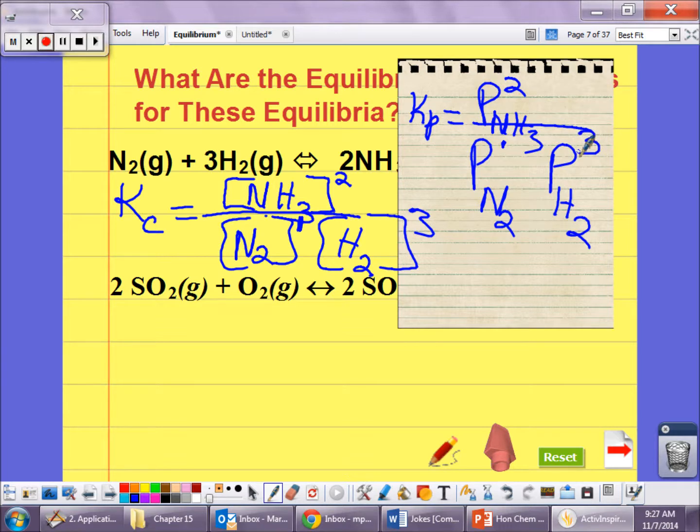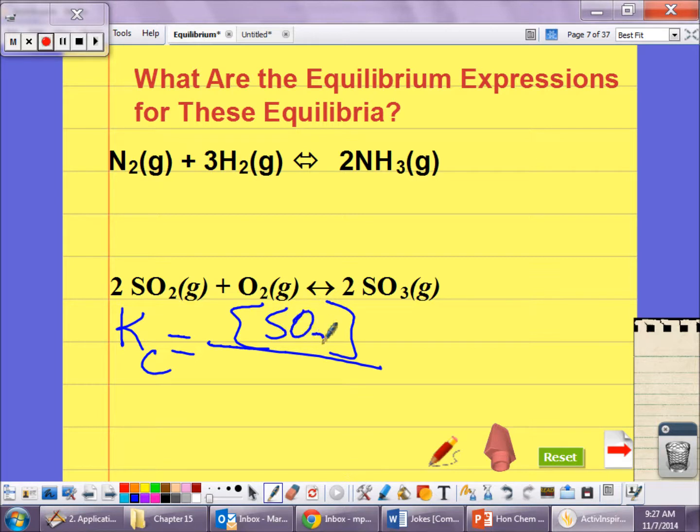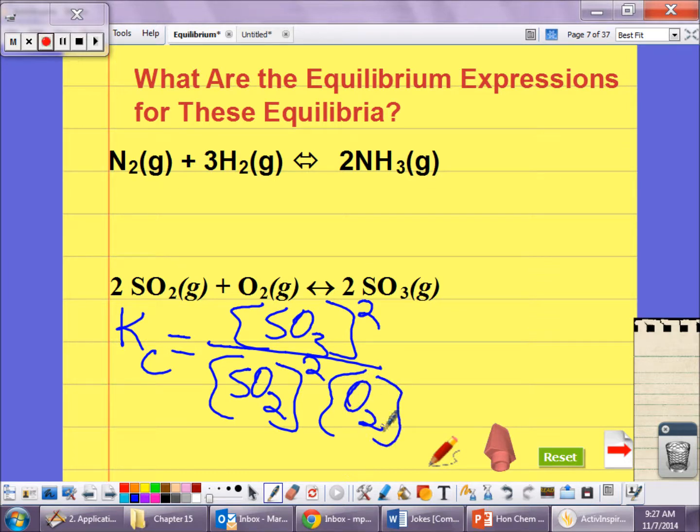It depends what I have, if I have pressure or concentration. So I do the exact same thing with the second one. So I write down K, let me do it only with concentration, since you already see how to do it for pressure. Kc equals, and I see I have only one product. I will put SO3 raised to its coefficient over SO2 raised to its coefficient times O2 raised to its coefficient, which is 1. I don't have to write it.